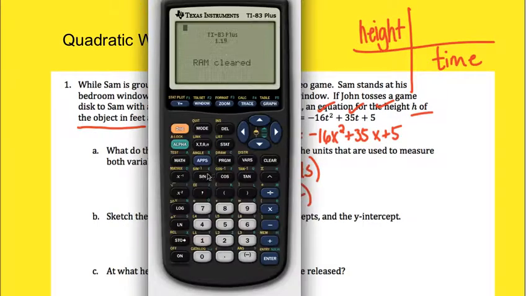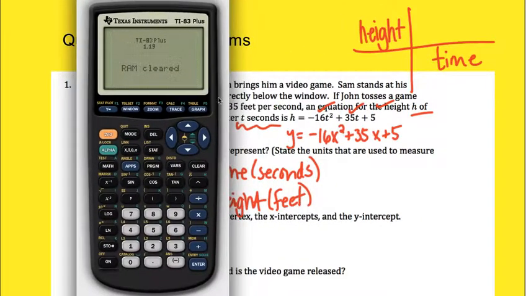And for y equals, we're just going to put in the function. So go ahead and hit y equals negative 16x squared plus 35x and then plus 5. That needs to be a negative sign, not a minus sign. Remember, if it starts it, you have to use the negative. Okay, make sure you got it in there correctly and then hit graph.